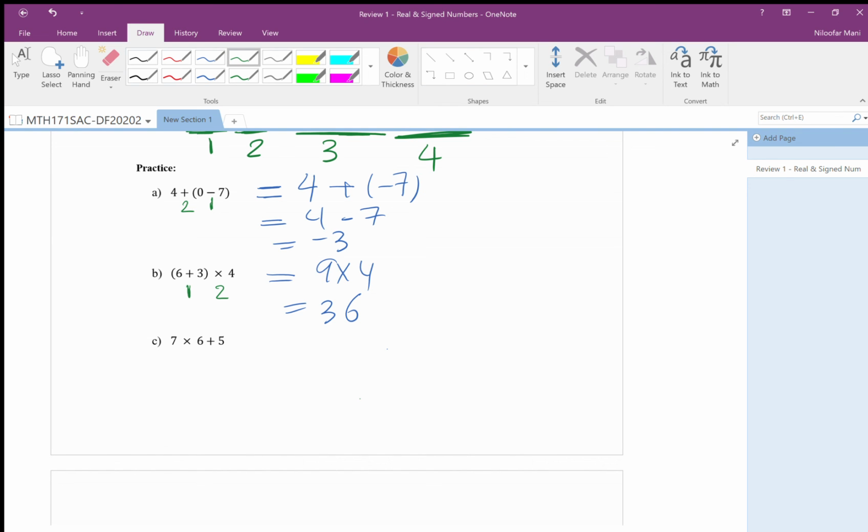Okay, so how about here? Here, oh, I don't have bracket here. I don't have exponent. I have multiplication and addition. So this one is first.